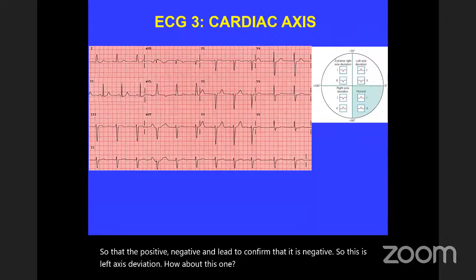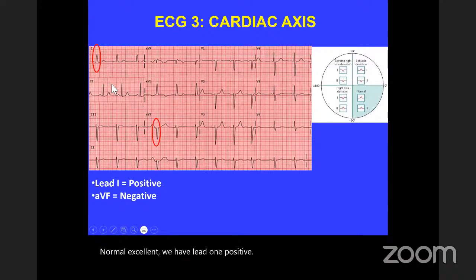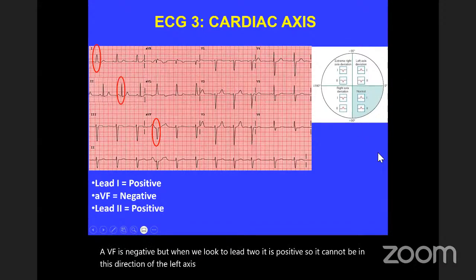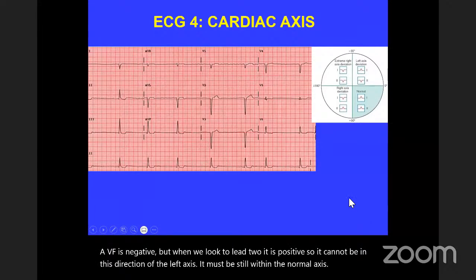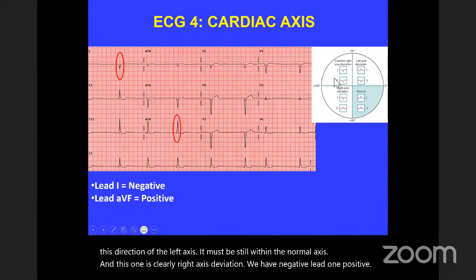This is normal. Excellent. We have lead 1 positive, aVF negative, but when we look at lead 2, it is positive. So it cannot be in this direction of the left axis. It must be still within the normal axis. And this one is clearly right axis deviation. We have negative lead 1, positive aVF. So it is in this direction.